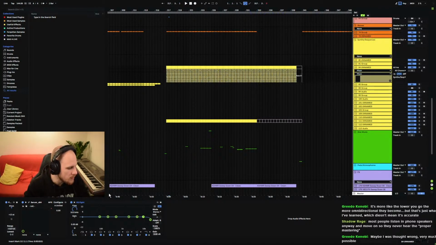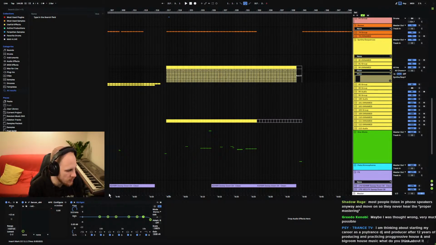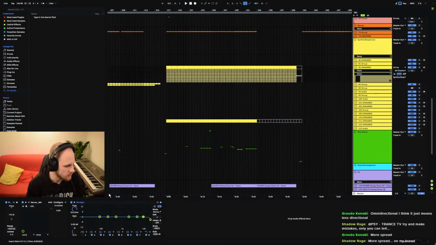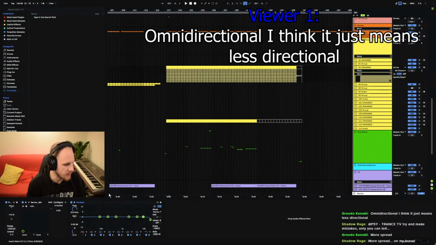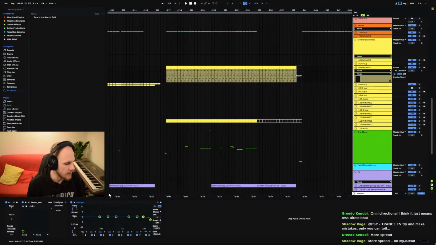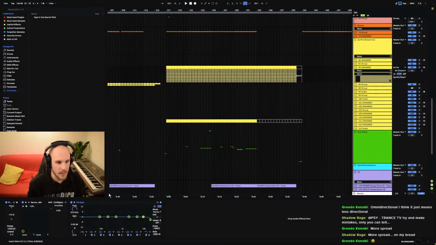It depends on what you mean with omnidirectionality, Greedo. I don't know what you exactly mean with omnidirectionality. Omnidirectional, I think, just means less directional. Yes, but exactly how, right? Because we've talked about this situation in terms of monitors. We've talked about situations in terms of generation. We've talked about this in terms of perception. Because in perception, I can see that bass frequencies are harder to identify where they're coming from than higher frequencies, because you can hear higher frequencies, but you can only feel bass frequencies. But if you say they are omnidirectional, in what sense do you mean?